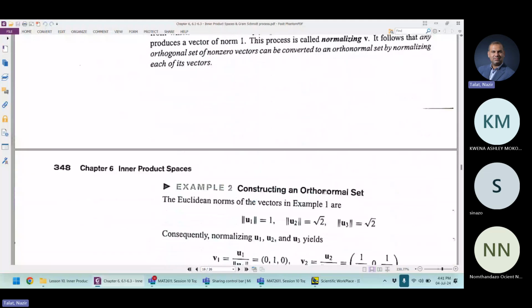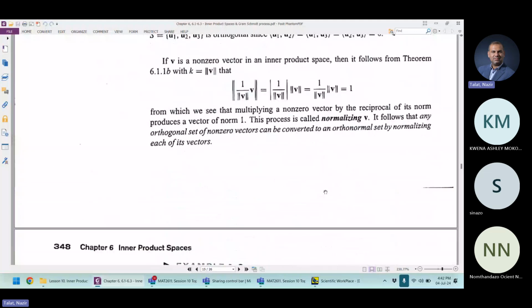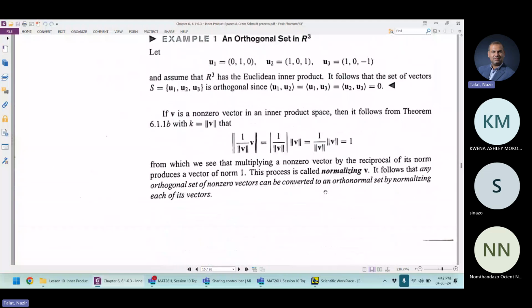Now one interesting question arises: if you have some basis available, can you find an orthonormal basis?